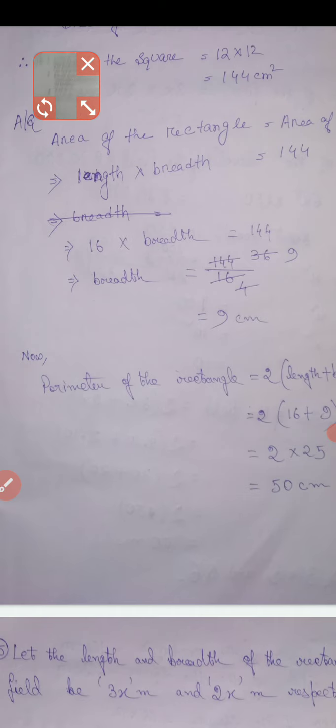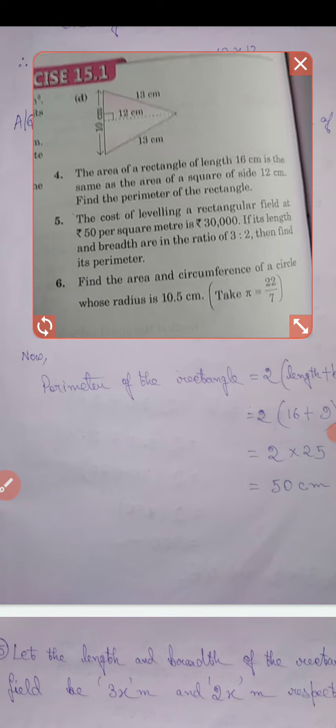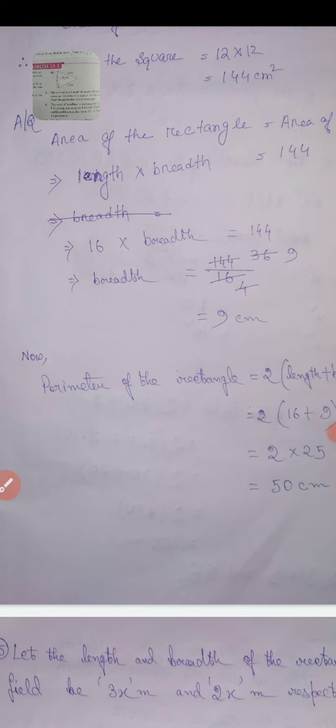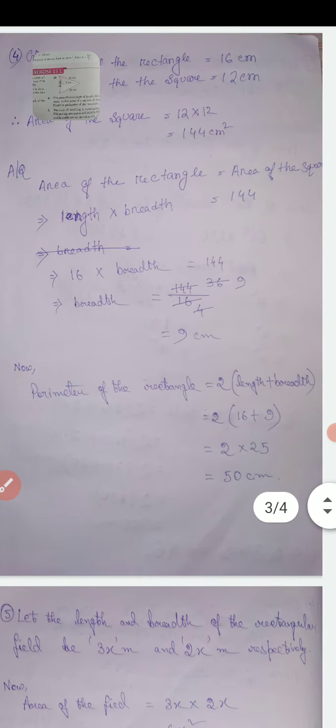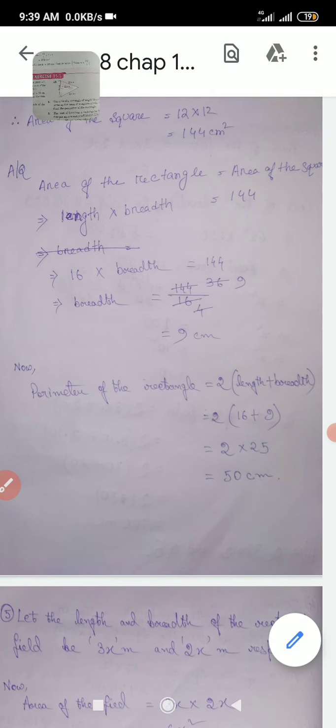And in the question they have also asked to find out the perimeter of the rectangle. Now we have both the length and the breadth to find out the perimeter of the rectangle. The length is 16 cm, breadth is 9 cm. 16 plus 9 gives us 25, and by the formula it is 2 into (L plus B). 16 plus 9 is 25, and into 2 it gives us 50 cm.